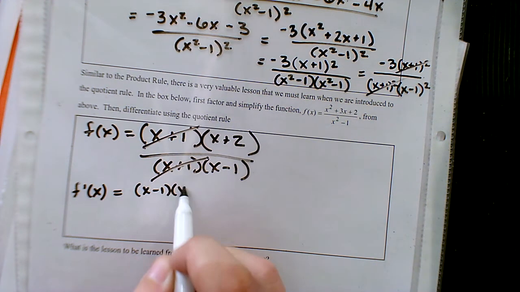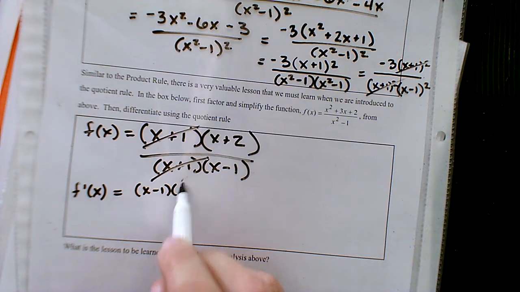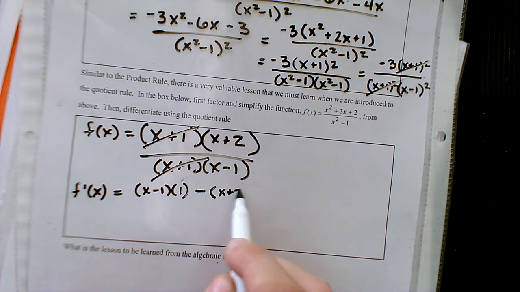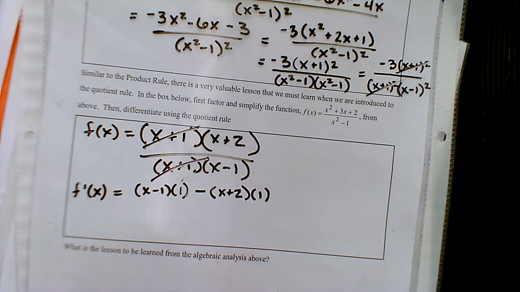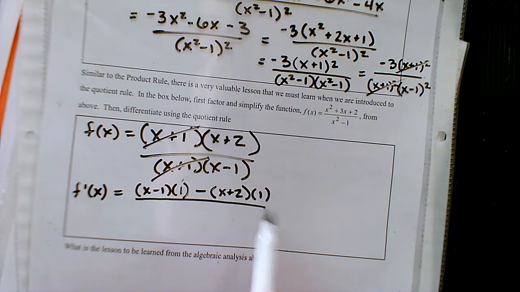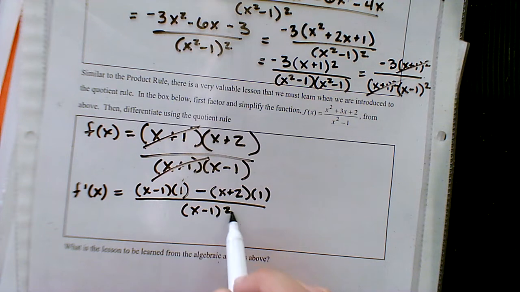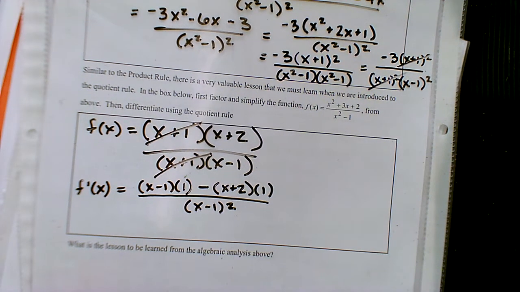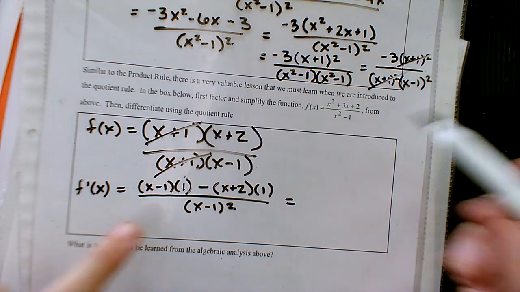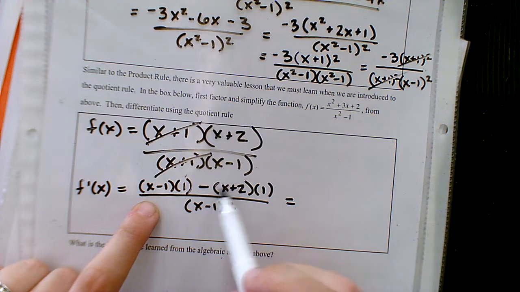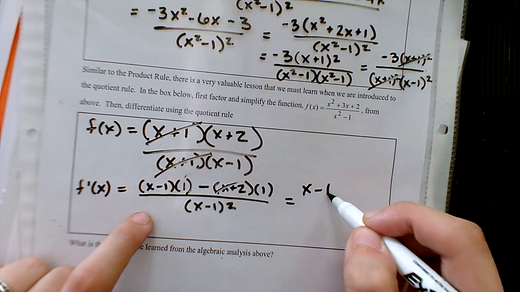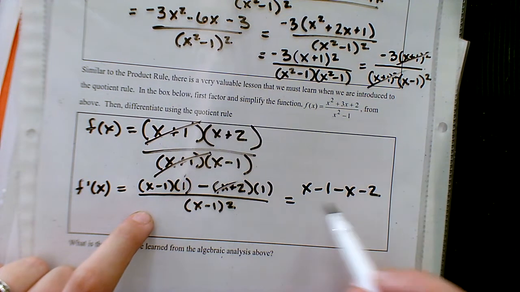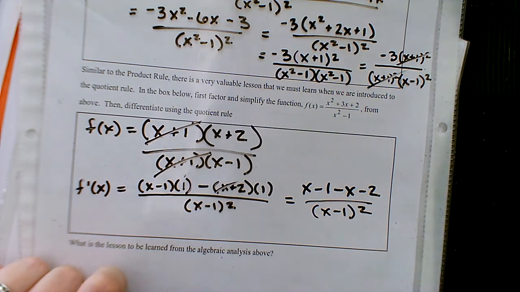We have low d high, which would be 1, minus high d low, which would still be 1, all over the bottom squared. So if we simplify it, did I miss something? You can cancel the x minus 1. So this would be x minus 1 minus x minus 2. And what was going to happen?